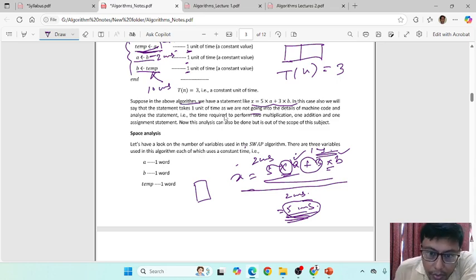So this is again a constant time. We can express the time taken to execute this particular statement, x equal to 5 into a plus 3 into b, as constant time. And constant time, as I told you earlier, is expressed as 1 unit of time.